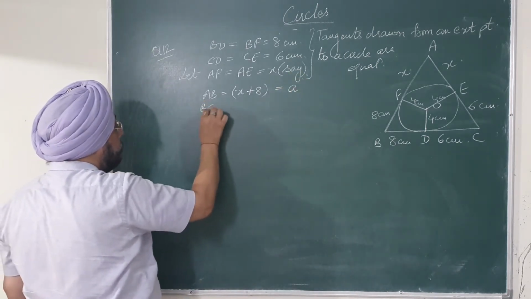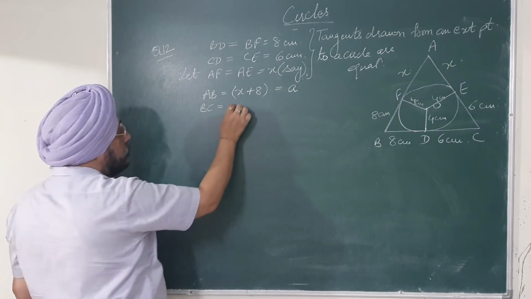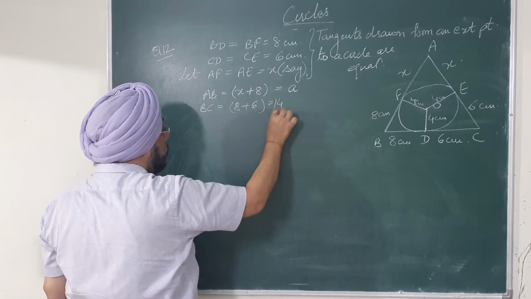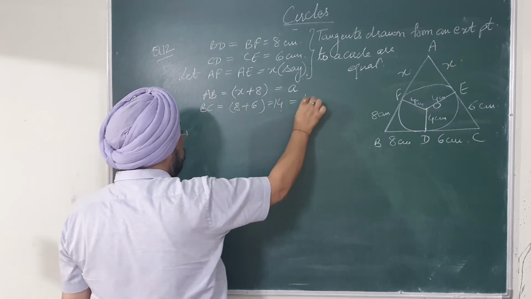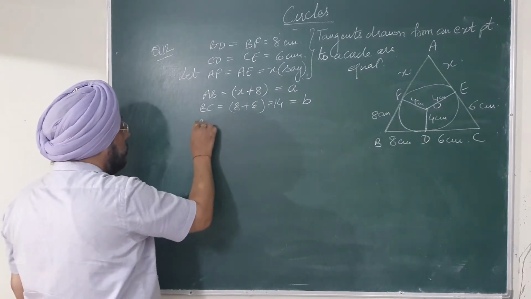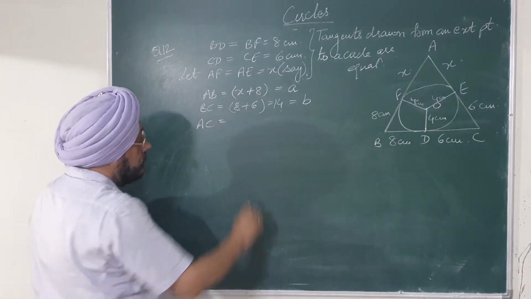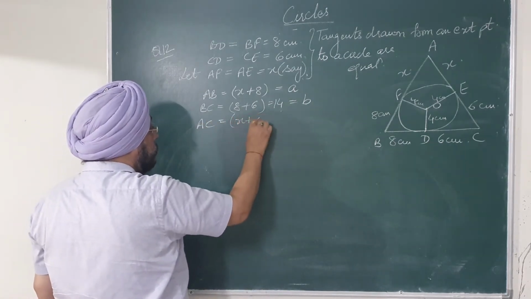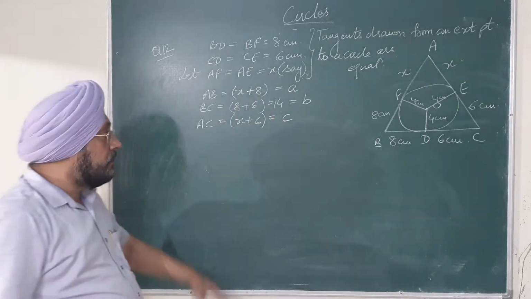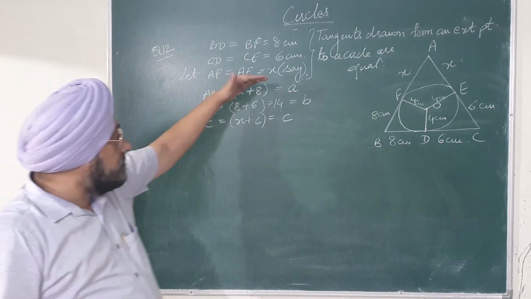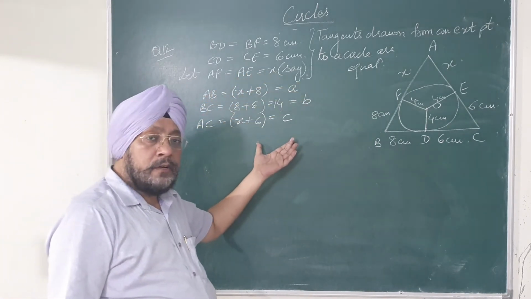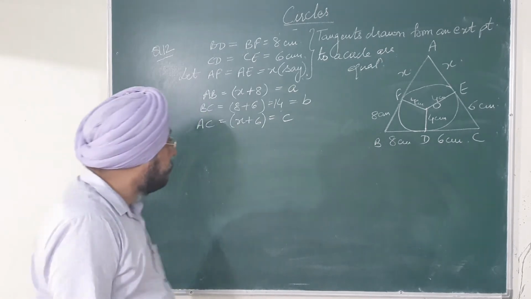Similarly, BC is equal to 8 plus 6, that is equal to 14 centimeter. Let it be equal to b. Third one, AC is equal to x plus 6, which will be equal to c. So let us consider these three sides as a, b and c. Now let's find the area of the triangle by Heron's formula.